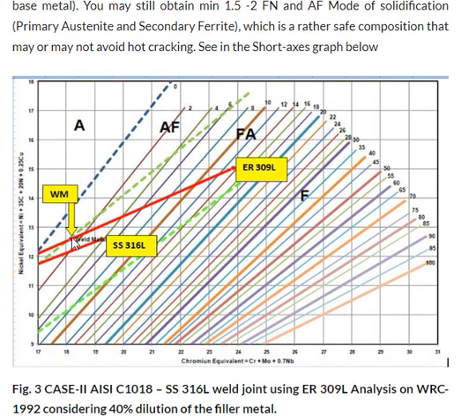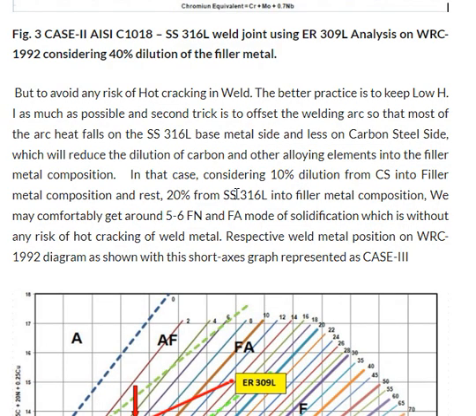You can see where this WM weld metal composition lies, here 0, 2, 4, 6, 8, 10. These are ferrite numbers. So we can see this 1.6 to 2 ferrite number we can easily get with a 40% dilution of the filler metal. But to avoid any risk of hot cracking in the weld, the better practice is to keep the heat input as low as possible.